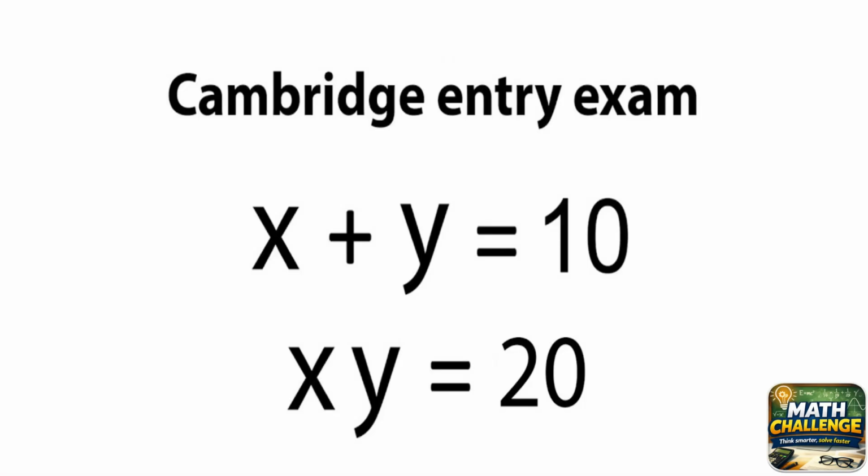Welcome. In this video, we'll be tackling a classic algebra problem. Our main objective is to learn how to solve a system of equations when one is linear and the other is nonlinear. Specifically, we will find the values of x and y that satisfy both equations: x plus y equals 10 and x times y equals 20.